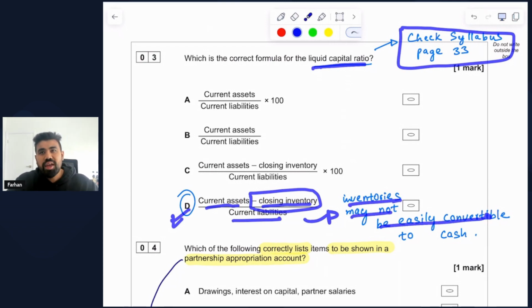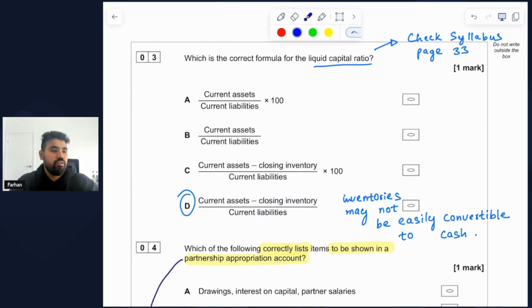or in other words, they can maybe not be made liquid easily because these inventories, which are part of the closing inventory, will be sold in the next financial year. So at the moment, if the business needs money straight away, they are not liquid, or they could not be sold easily for cash. So therefore, the correct answer to select for question number 3 is option D. You can memorize this formula and it's going to work out for you.